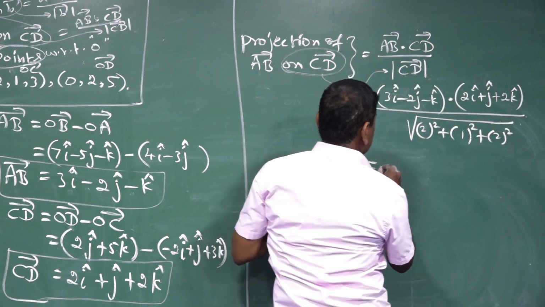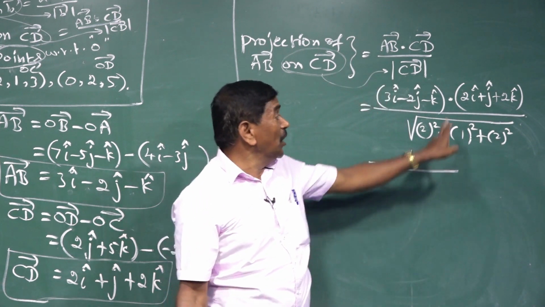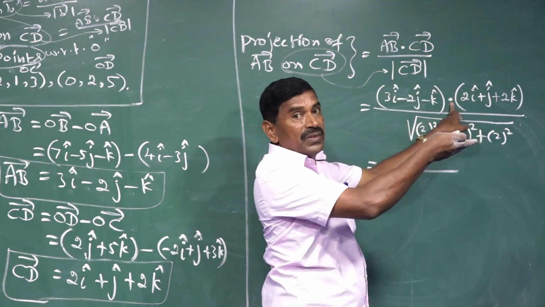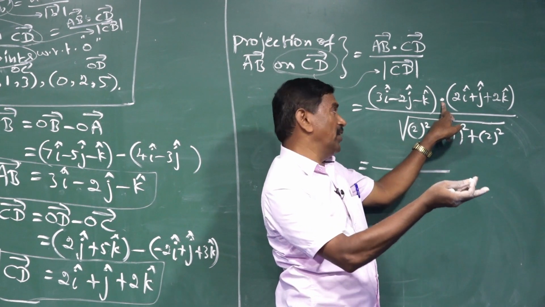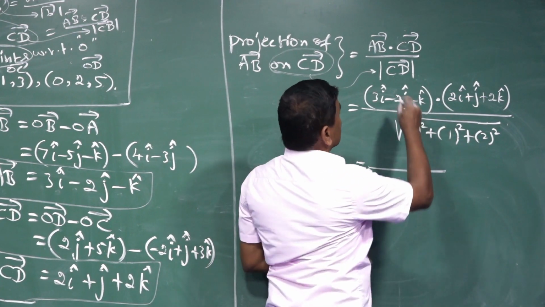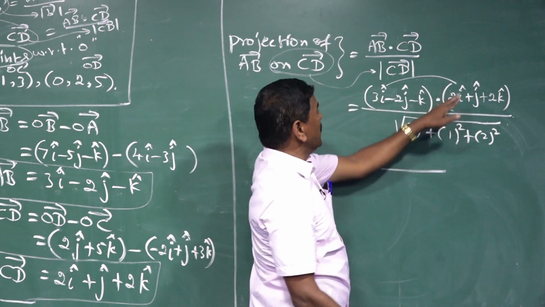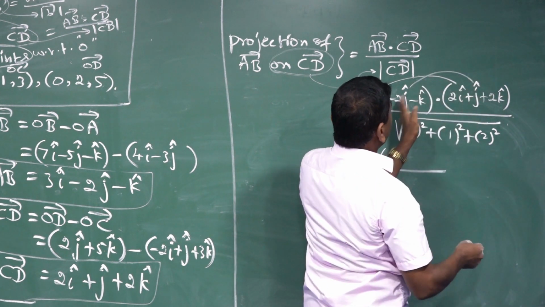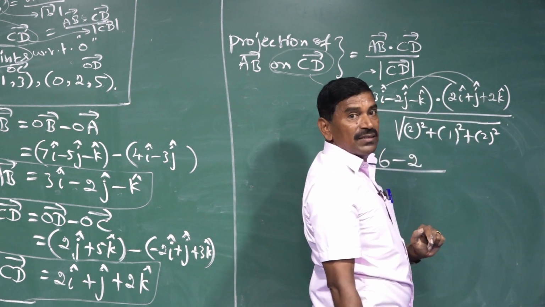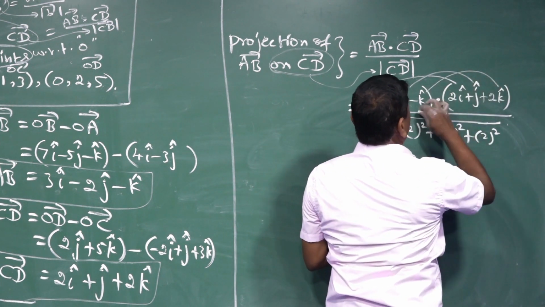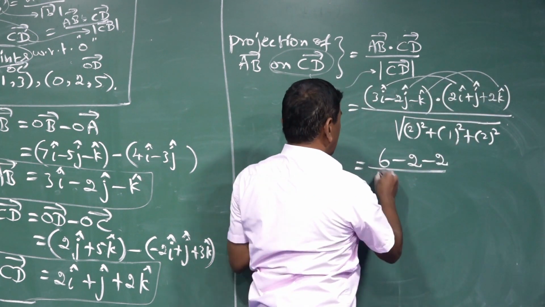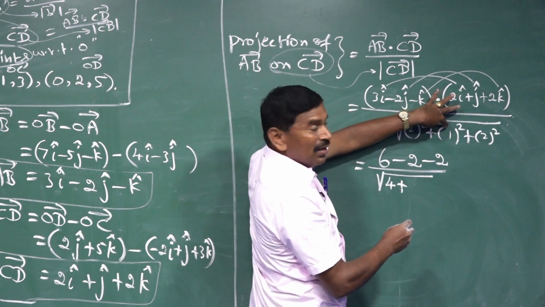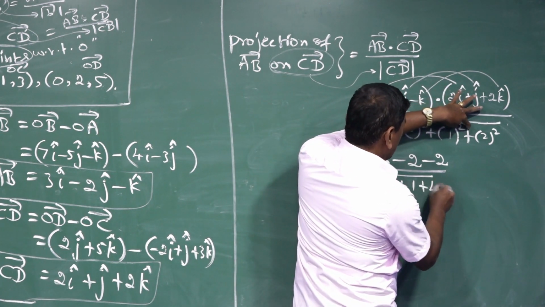Now, next step. If the dot is defined between two vectors, it is simply multiplication, so it is enough to multiply only the coefficients. I to i: 2 threes are 6. j to j: minus 2 into 1, minus 2. k to k: minus 1 into 2, minus 2. Divided by the square root of 2 squared equal to 4, plus 1 squared equal to 1, plus 2 squared equal to 4.